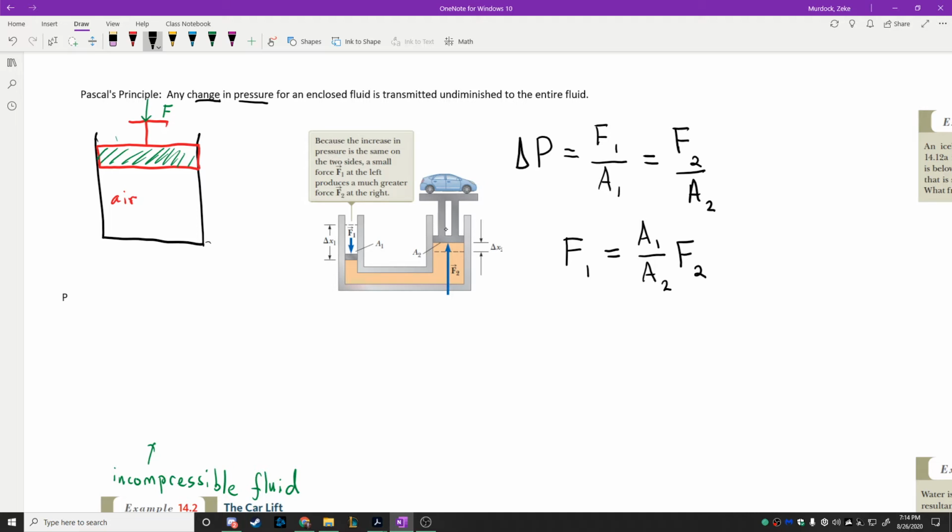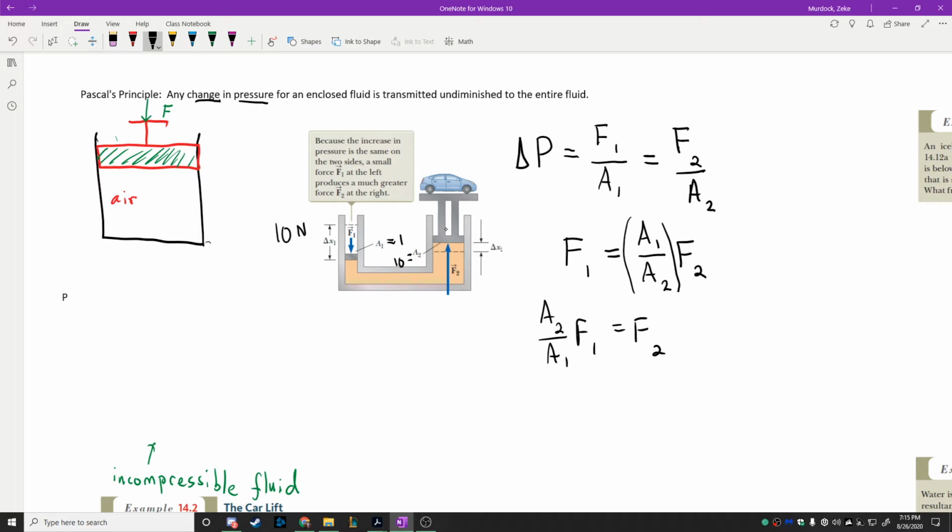So what this allows us to do is lift a car with a very small force, depending on what this ratio is right here. For example, if the force that we wanted to place on the left-hand side was, let's say, 10 newtons, and area 1, for simplicity's sake, we call 1 unit of area, and area 2 has a unit of area that's 10, then we could reverse this so that it looks something like this: A2 over A1 times F1 equals F2.